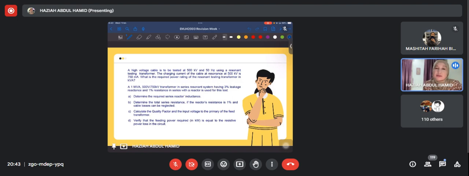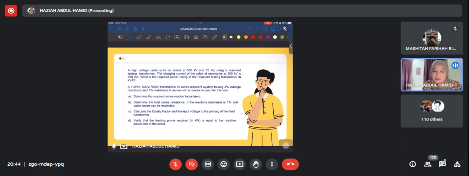Okay, and then followed by the next question: given a 1 MVA, 500 volt to 750 kV transformer in a series resonance circuit. Okay, in this series resonance circuit having the transformer, this transformer has 3% leakage reactance and 1% resistance.